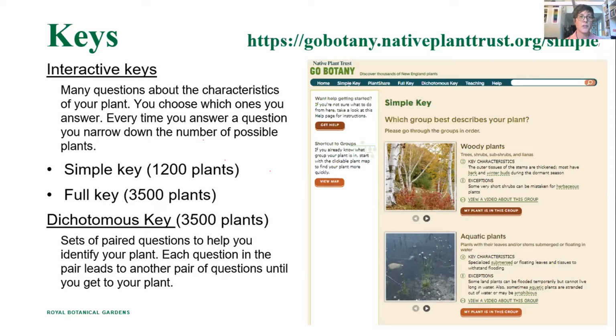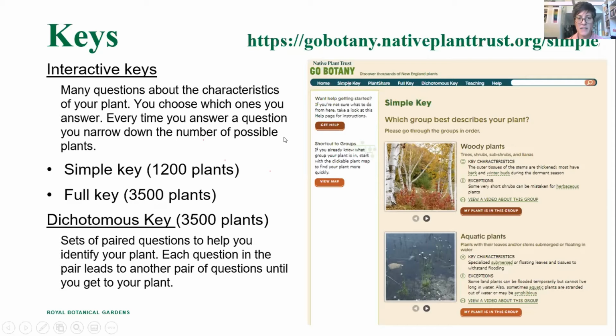In GoBotany, there are two interactive keys. One is called the simple key, and you can see it in the bar up on top. I'm circling simple key here. A little bit further on is full key. They work exactly the same way. The only difference is the full key has all 3,500 plants that are included in GoBotany. And the simple key, they narrowed it down to the 1,200 most common plants. So I would suggest start with the simple key. If you can't get to the plant that you're looking at with a simple key, you can try the full key. Maybe it's there.